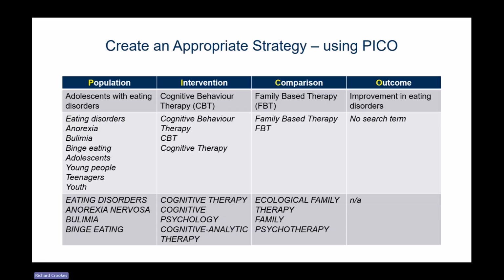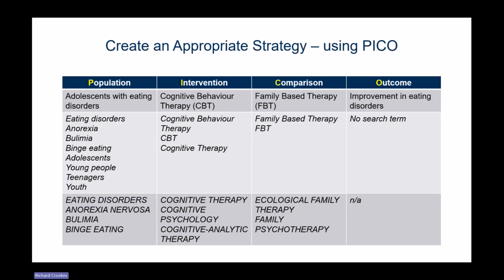And then for subject terms, you've got cognitive therapy, cognitive psychology, cognitive analytic therapy, and so on. So there could be variations of this from the index terms that we could use as well and retrieve records that are indexed with those terms. Then there's a comparison. We mentioned family-based therapy. So it could be family-based therapy, it could be FBT, or it could be simply family therapy, which I've not included there. And then in the index, we've got ecological family therapy, family psychotherapy. So again, there may be variations, but they are essentially one and the same.